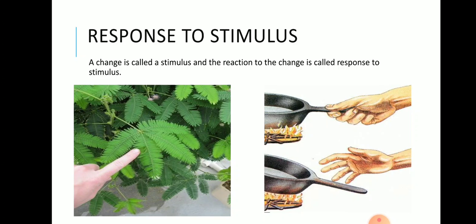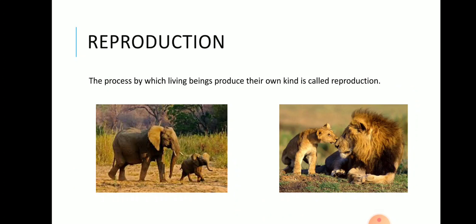In the same way, you can see the other picture, which shows a man holding a pot on a gas stove, which gets heated up after some time, and then he withdraws his hand from the pot. So this change which takes place, and our reaction to it, is known as response to stimulus. The next characteristic is reproduction, which is very well known to us.